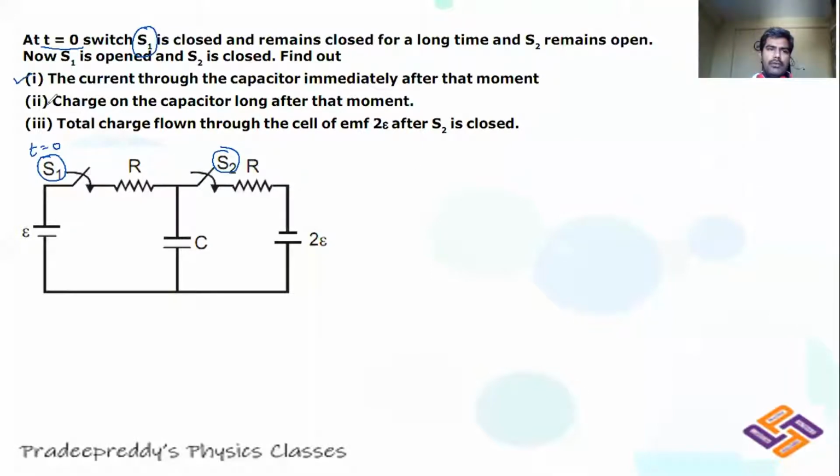Next, question 2: what is the charge on the capacitor long after that moment? That means after switch S2 is closed, after a long duration, what is the charge accumulated on the capacitor? Next, question 3: the total charge flown through the cell of EMF 2E after switch S2 is closed. What is the total charge accumulated on this capacitor when S2 is closed? These are the 3 questions you are supposed to find.